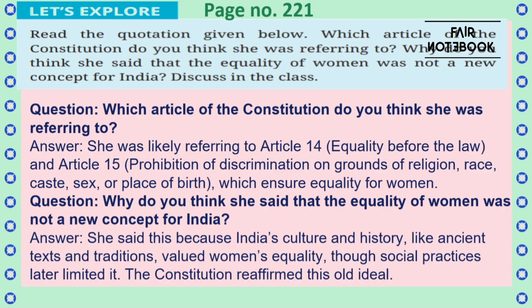Question: which article of the Constitution do you think she was referring to? Answer: she was likely referring to Article number 14, Equality before the law, and Article number 15, Prohibition of discrimination on grounds of religion, race, caste, sex, or place of birth, which ensure equality for women.